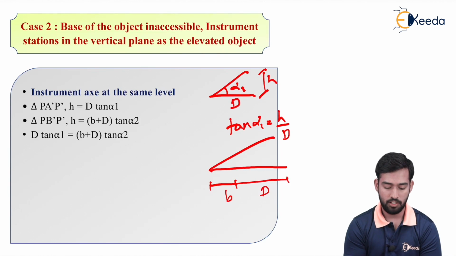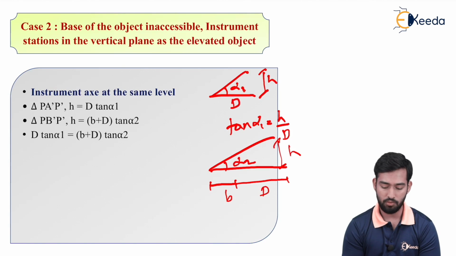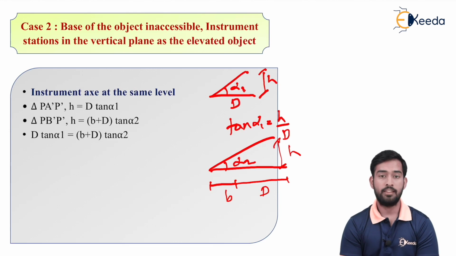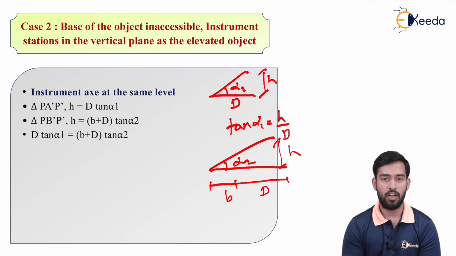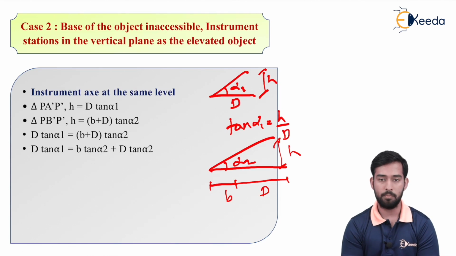So H is common, the height is the same, but the angle is different, alpha 2. So tan alpha 2 is equal to H upon b plus D. Find H: it is (b plus D) tan alpha 2. Now, as H is common, H is equal to H. Substituting the values of H, D tan alpha 1 is equal to (b plus D) tan alpha 2. Multiplying tan alpha 2 with b, we get b tan alpha 2 plus D tan alpha 2.